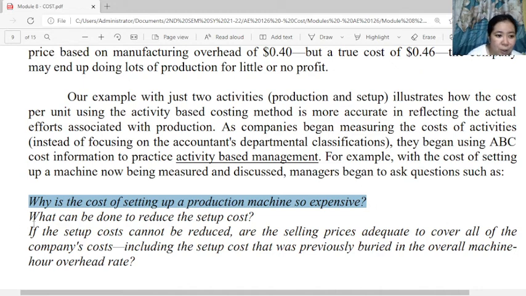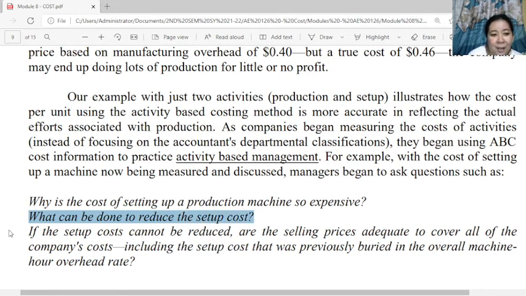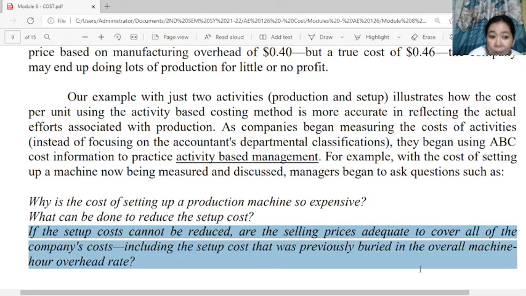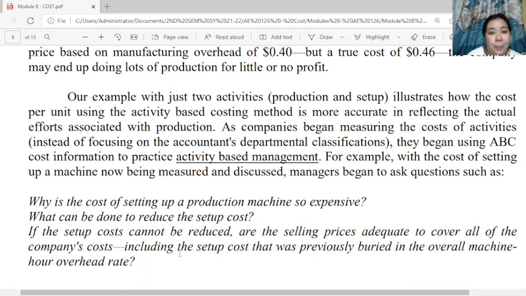Another question that will help them is, what can be done to reduce this setup cost? If the setup cost cannot be reduced, are the selling prices adequate to cover all the costs, which include setup cost that was previously buried in the overall machine or overhead rate? So these questions will help management in decision making and also in controlling the cost, especially the manufacturing overhead costs. So those are the concepts of activity-based costing.